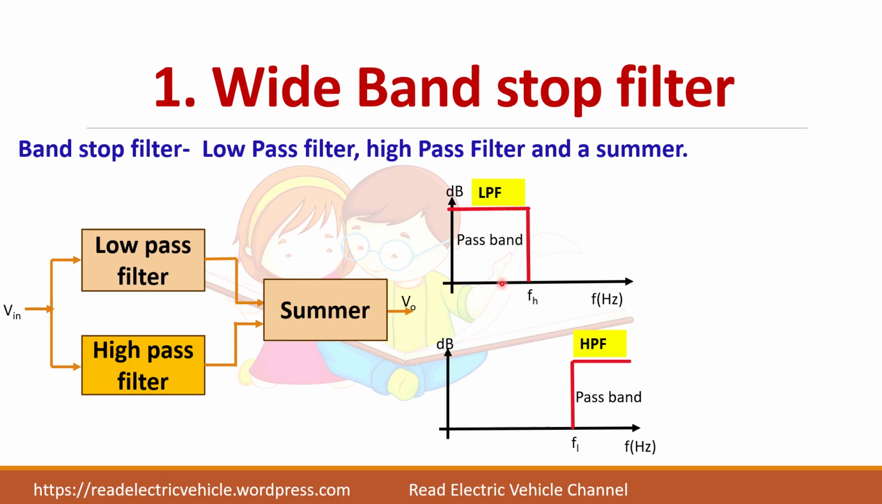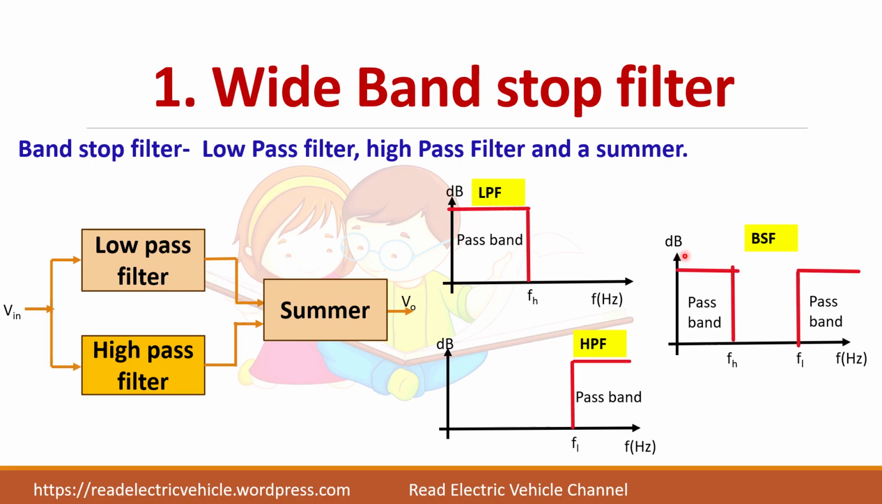Now if you add these two, what happens? We will get a response like this. So low pass will allow till this FH frequency and high pass will allow the frequencies above this one and it will block other frequencies. Okay. So this is the characteristics of a wide band stop filter.